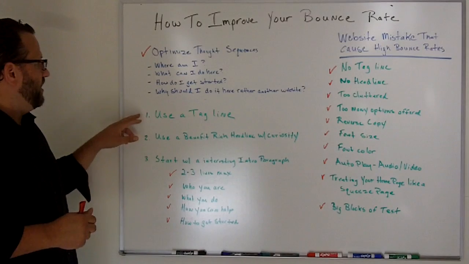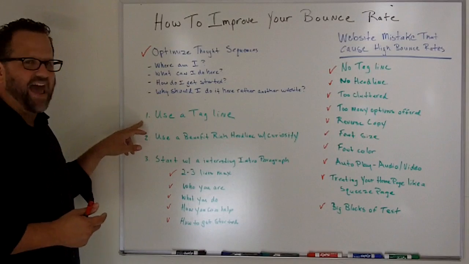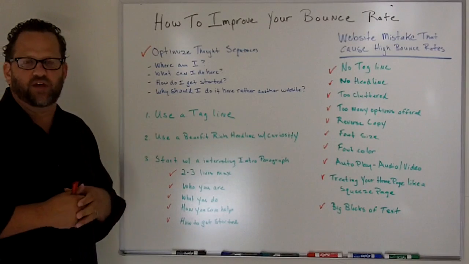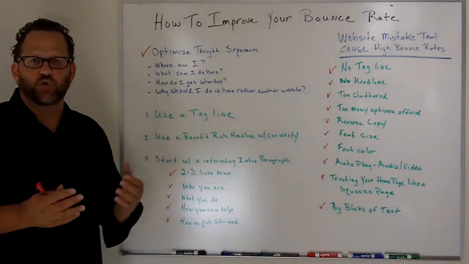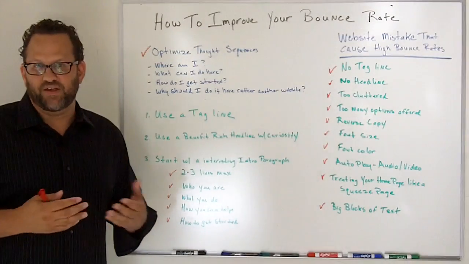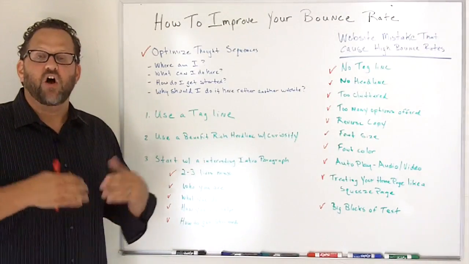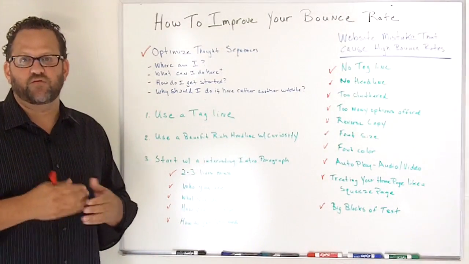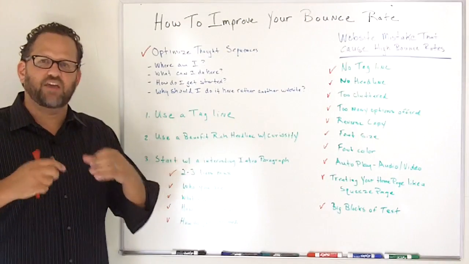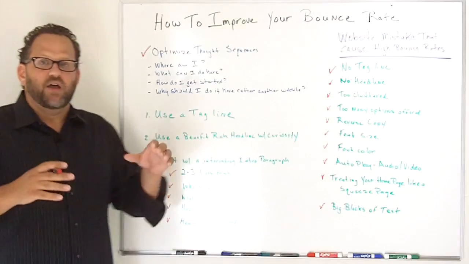For these, the first way that you can do this is a very simple fix. You can use a tagline on the header of your website. A tagline is a very short, succinct phrase that describes what your business does. For example, on my website, my tagline is online marketing solutions for offline businesses. So that gives you a pretty good idea of what this website's all about.